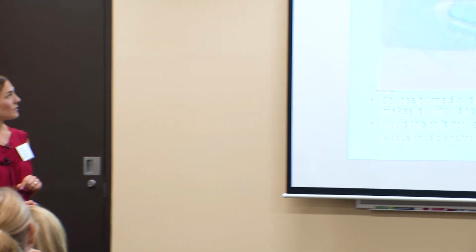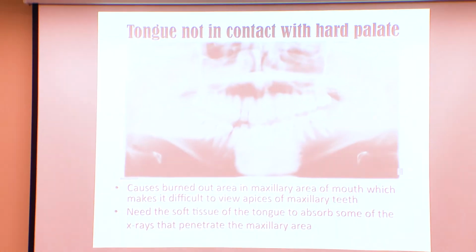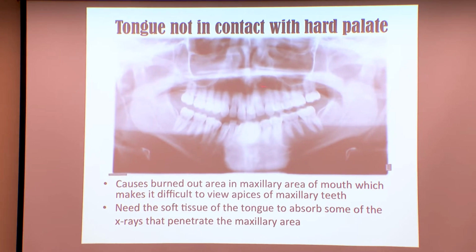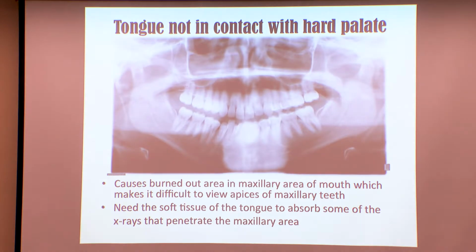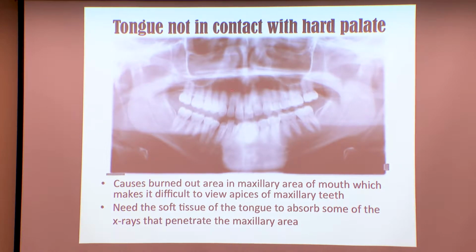And this is where the tongue was not in contact with the hard palate. So you see this air gap up above. Here's the dorsum of the tongue and the hard palate, and it looks black up here. So you're not able to visualize the maxillary apices.